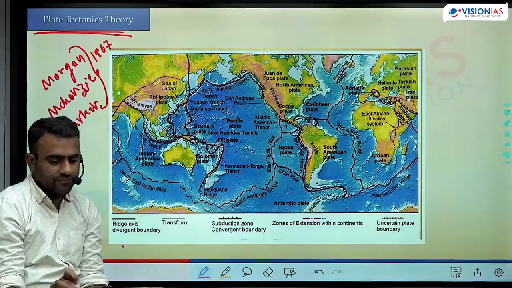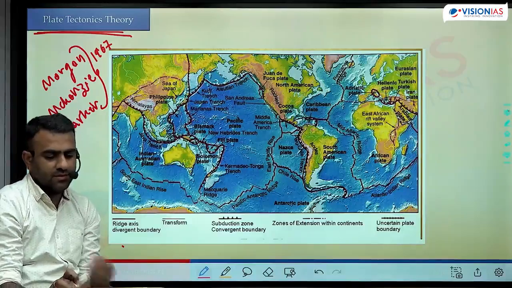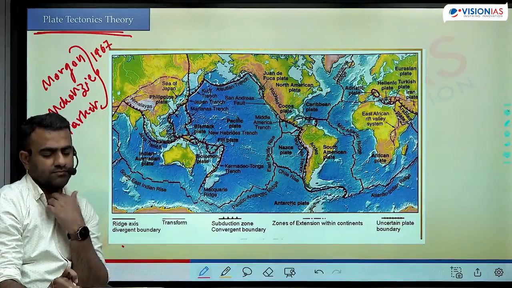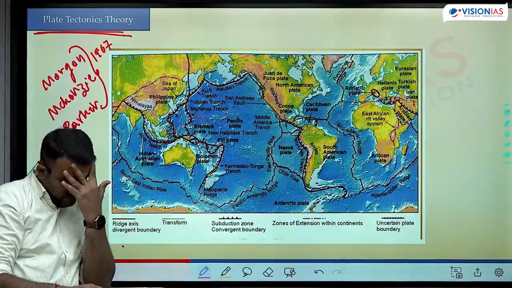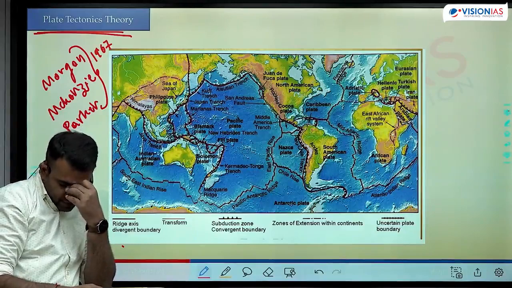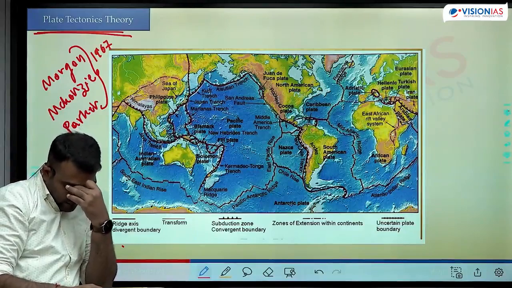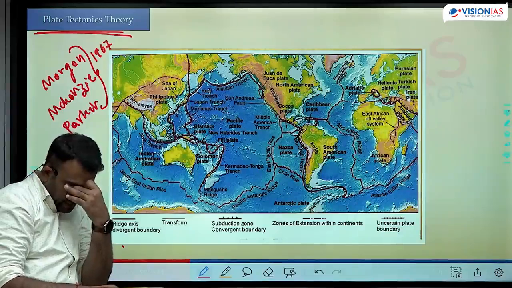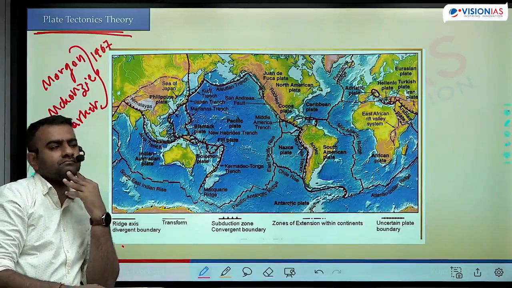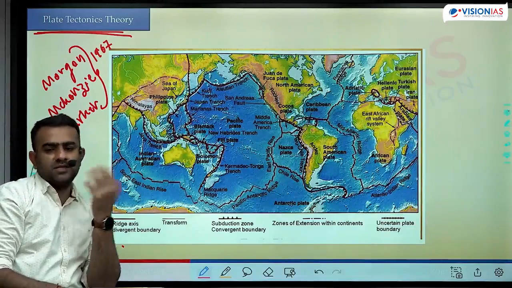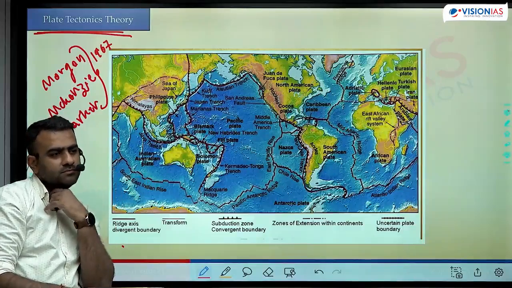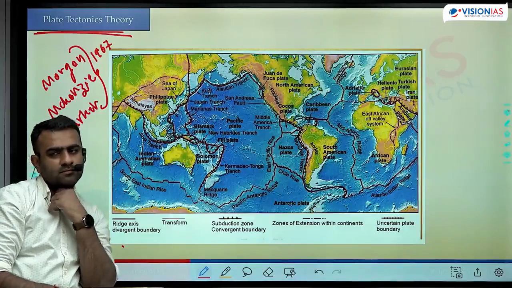Morgan, McKenzie and Parker. McKenzie and Parker worked together, Morgan worked separately. Okay, they are independent. So finally जो idea आए हैं ये दोनों almost same idea था. But still they are not as famous as Alfred Wegener. Why?